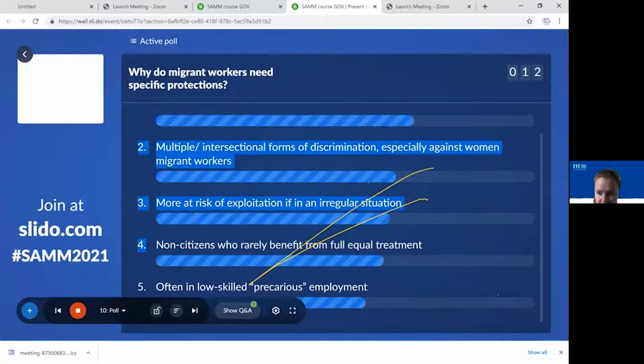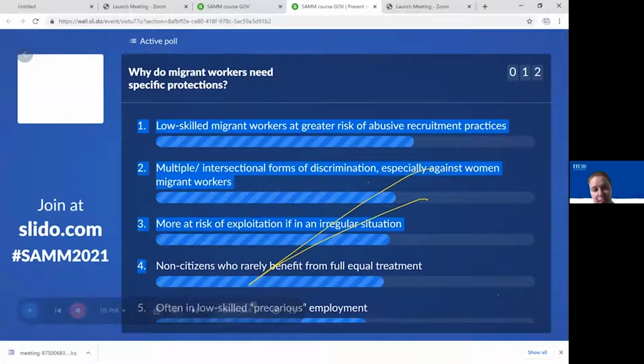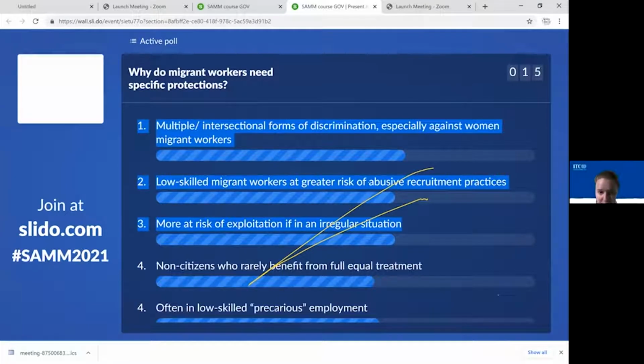So if we're looking at the ranking, what we see is that, and it's very interesting, you put the question of recruitment as the main reason why they need protection, because they are more exposed to abusive recruitment practices. And if I'm just taking the first three, we see also the intersectional forms of discrimination. And we will come back to that with Gloria's session on gender as well.